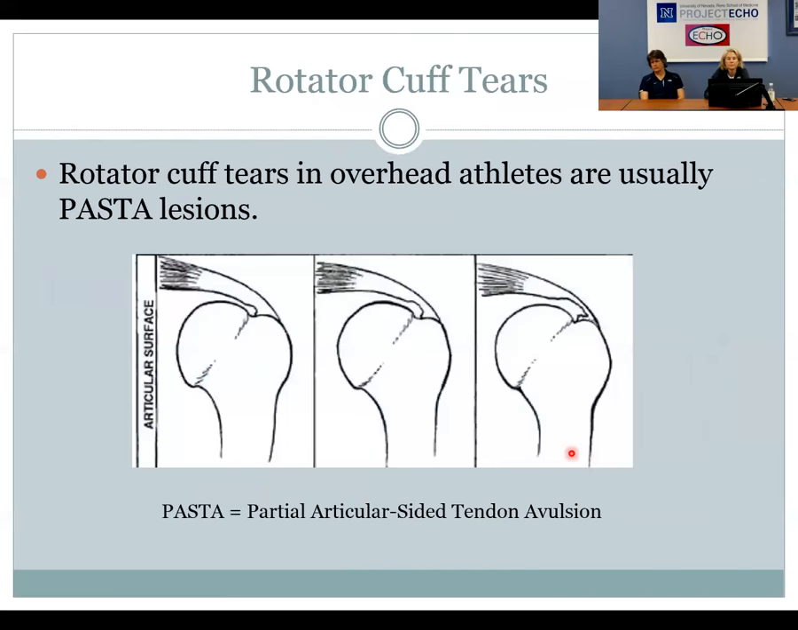What kind of rotator cuff tears happen in overhead athletes? Usually, rotator cuff tears in the overhead athlete are what are called PASTA lesions, which are partial articular-sided tendon avulsion tears. Usually, it's just the undersurface of the rotator cuff, not the whole rotator cuff. I think full-thickness retracted rotator cuff tears, like you might see in a 60-year-old, are really rare in the younger overhead athlete. And these undersurface tears are usually seen because of torsional fiber failure, not one fall or trauma, and sometimes with a concomitant SLAP lesion.